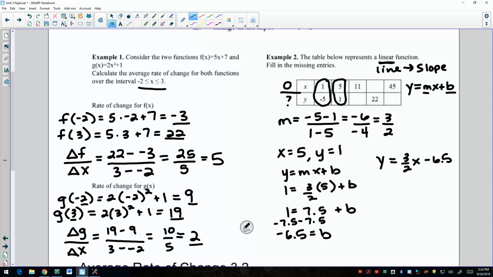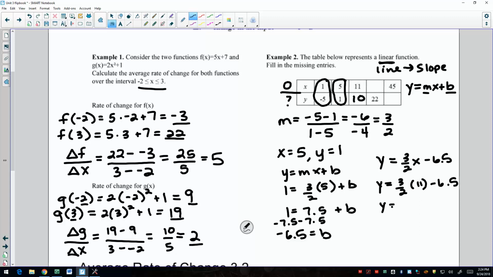To check if you did that right, you should simply plug in these two x's that we know and make sure we get these two y's, which we do. I've already checked. So now I'm going to use this equation to plug in my x's to find their missing y's, and then similarly my y to find his missing x. So first, if you plug in 11, you're going to do 3/2 times 11 minus 6.5. Use your calculator. It turns out to be 10.